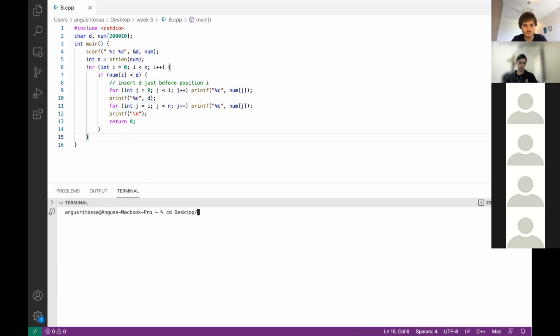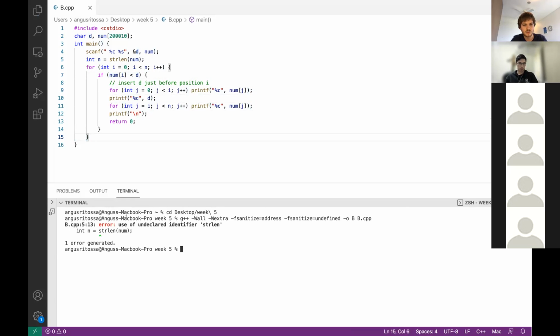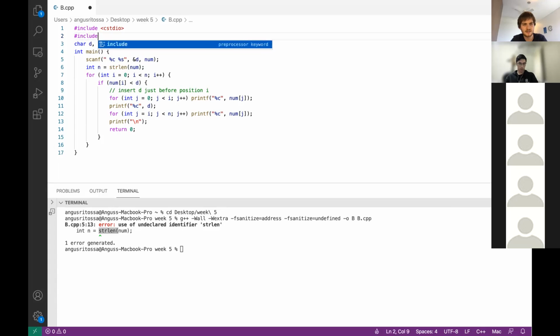So we compile this code using some useful compile flags. The strlen function is in cstring. That just gets the length of the string. It's in cstring, which is also known as string.h if you've done C. This might have been covered in some of the C courses.